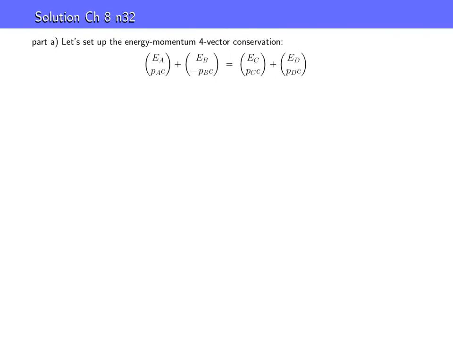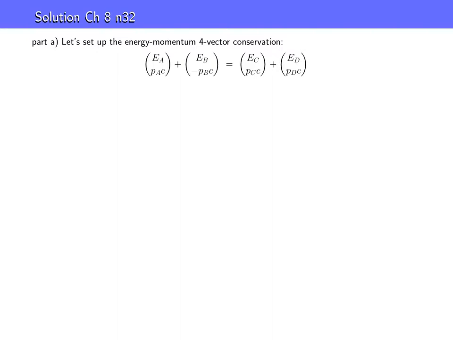Okay, so let's set it up. Now, part A says we write down the equations of conservation of energy and momentum. What I've done here is done it in a four-vector method. But just as in your ordinary physics course, you want to conserve by component. So the zero component of the four vector, which is the energy expression, and then the x component, which is going to be the momentum conservation.